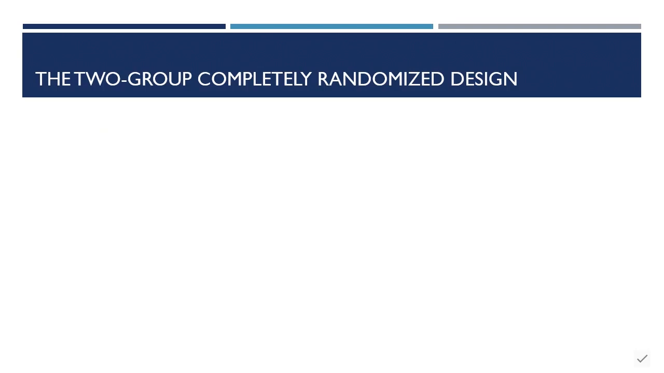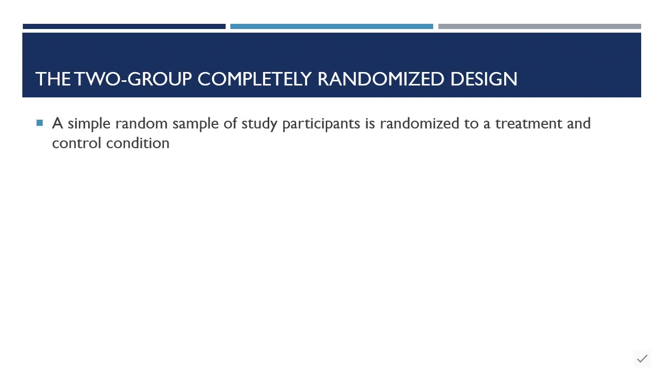Let me introduce you to the two-group completely randomized design. If you watched the previous video, you may be feeling a little bit of déjà vu. Indeed, this is exactly the same design that I used in that video. And I'm really trying to make a point here that the design doesn't change based upon whether our response variable is quantitative or categorical. We still have a simple random sample of study participants that are randomized to two conditions, say a treatment and control.